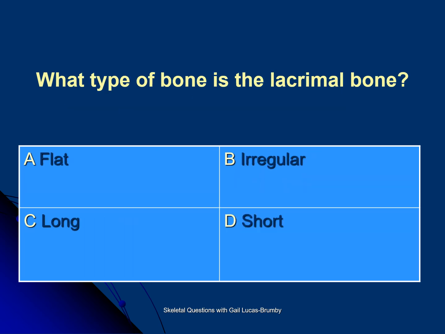What type of bone is the lacrimal bone? Is it A, a flat bone? Is it B, an irregular bone? Is it C, a long bone? Or is it D, a short bone? And the answer is A. The lacrimal bone is a flat bone.